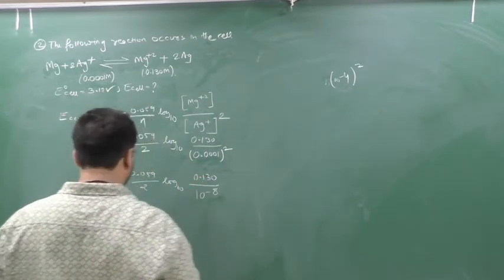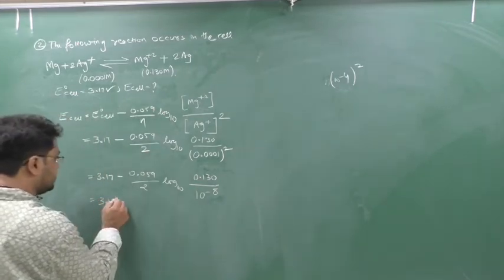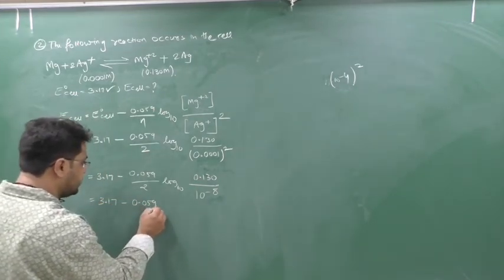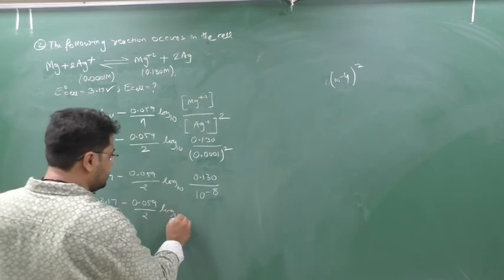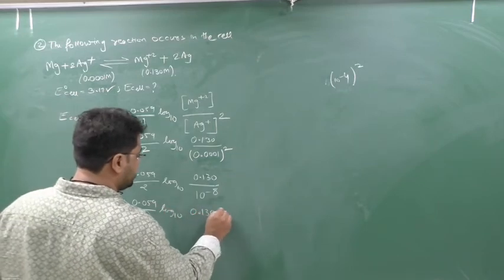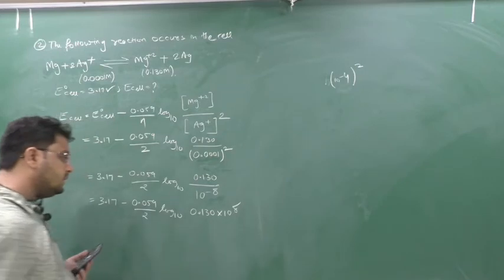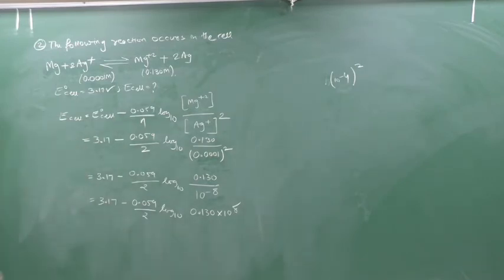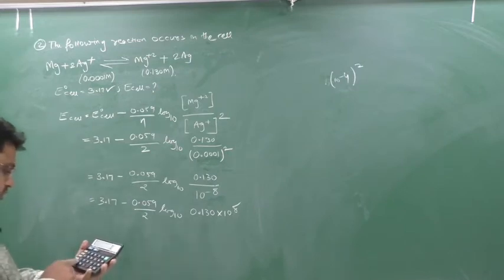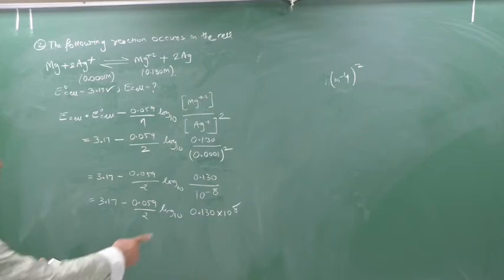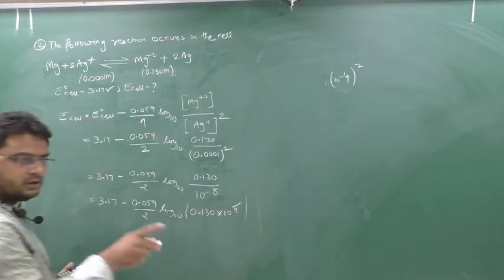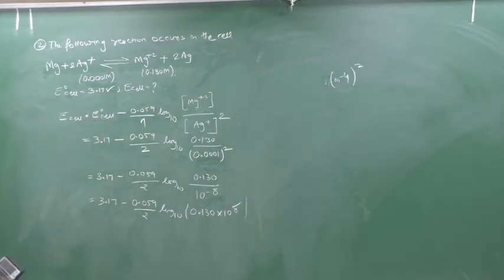0.130. Yes or no? So 3.17 minus 0.059 by 2 log to the base 10 of 0.130 and 10 to the power 8. Yes or no? 0.130 into 10 to the power 8. Clear? Now how to solve this? So simple, no? 0.130 you can solve, no? Log A into B. Here I am doing it directly, you do it yourself, into 0.13, so 2, 4, 6, 8.